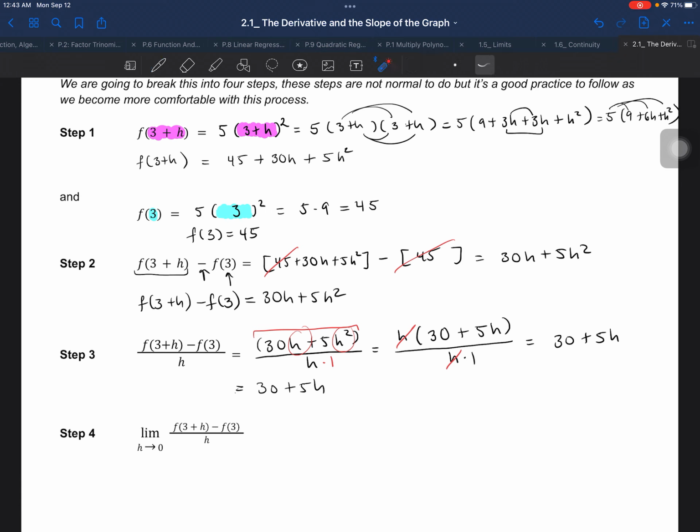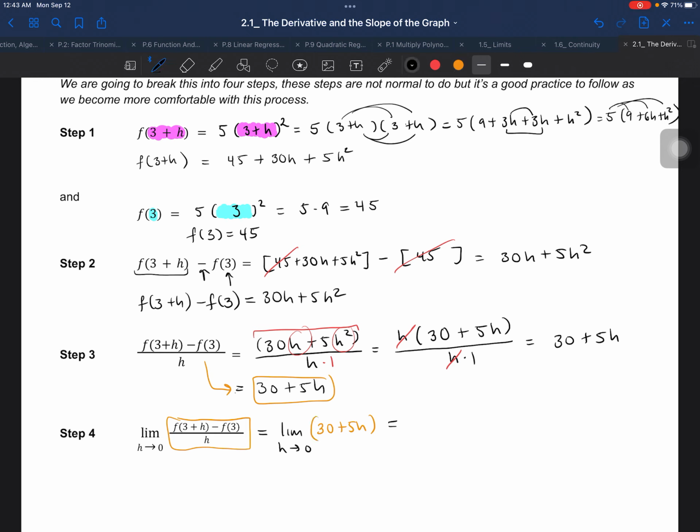So we have found this part, the difference quotient, which is this right here, and that's the last part of the puzzle. So they're asking us to take the limit of the difference quotient as h goes to 0. So what is this right here? We found it. So we're going to replace that right here, 30 plus 5h.